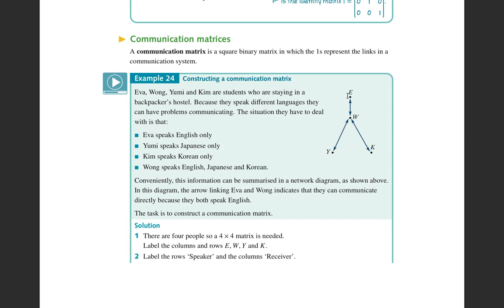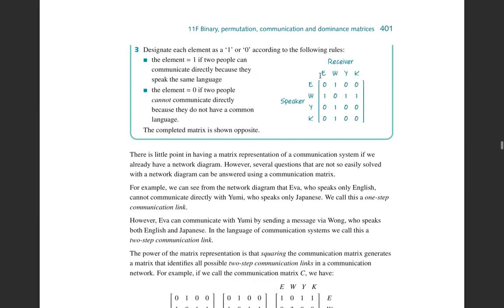Now, because there are four people, we need a 4 by 4 matrix, and just like dominance, the rows indicate the direction of the communication. This is the speaker, this is the receiver. So E can communicate with W, and because they're all two-way arrows, W can also speak to E. This is going to be a symmetric matrix, which means it's balanced. The same thing is happening either side of the leading diagonal. Sometimes you don't always get that. You sometimes can get one-way arrows, and I'll talk about that in a second. So this is a communication matrix.